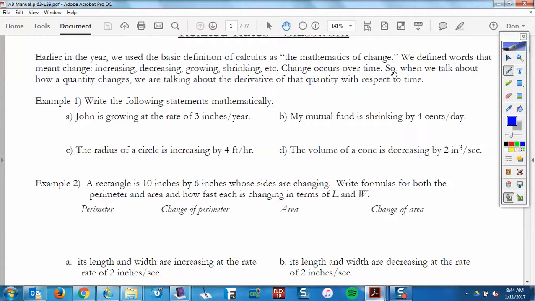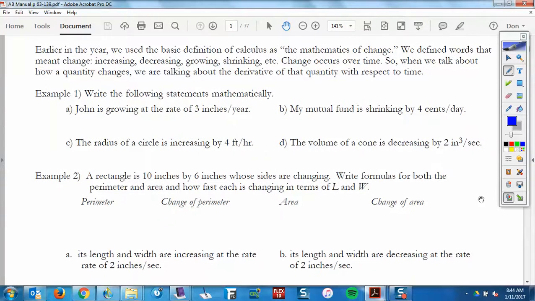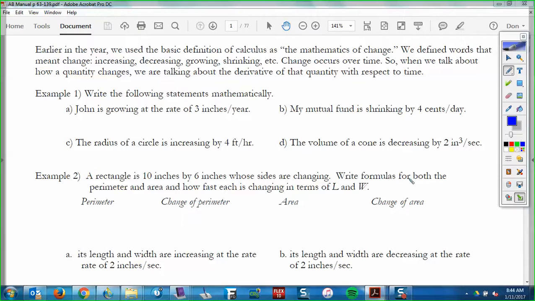But we've talked about calculus being the mathematics of change, increasing, decreasing, growing, shrinking, whatever. Changes occur over time. So what we're going to be doing is derivatives with respect to t, to time. So it says write the following statements mathematically. So let's just do this together. So John is growing at a rate of 3 inches per year. Write this mathematically. Well, I would call that J prime. Now, more specifically, and you're going to see me talk a lot about this, is the Leibniz notation, dJ over dt. It's a derivative with respect to t.